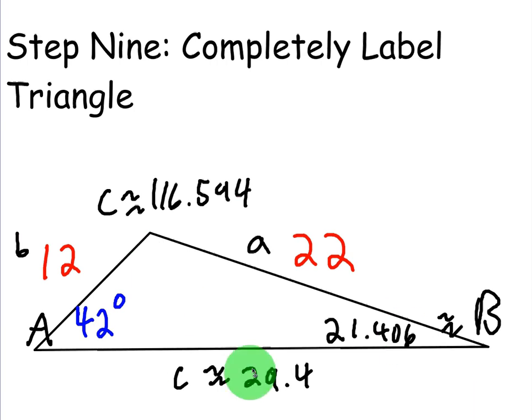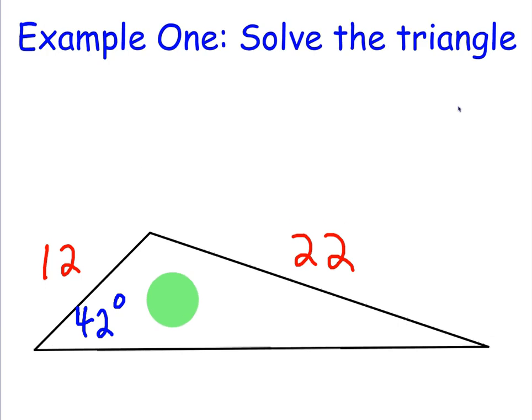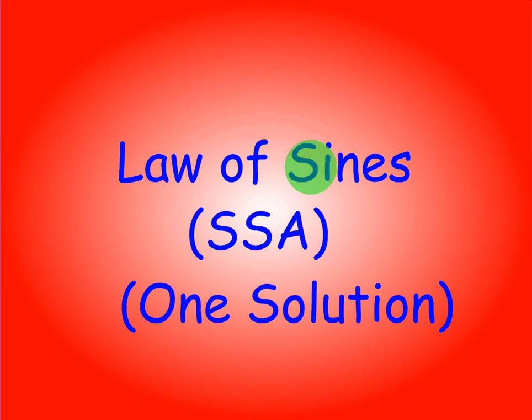So anyway, all of that we just saw, you're just going to label the triangle accordingly, and that's it. There's only one solution for this, and again, that's because when you go back to the original problem, the side opposite the angle they gave you is bigger than the other side. That's it for law of sines, side side angle, 1 solution. If you have any other questions about this, let me know.